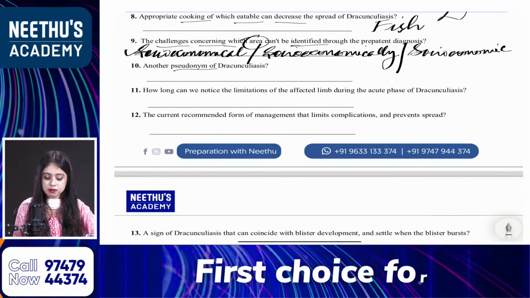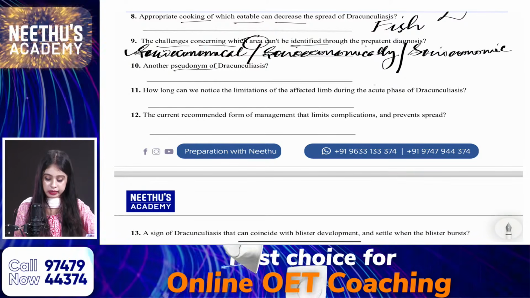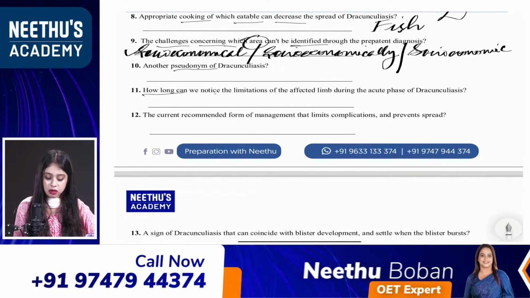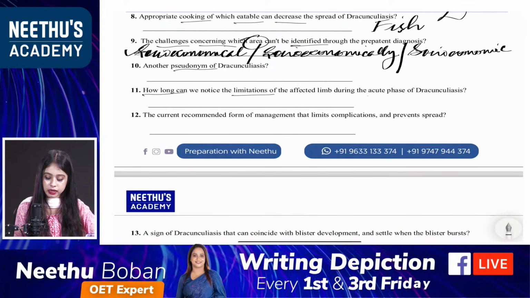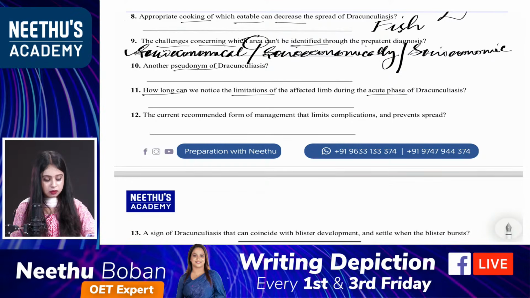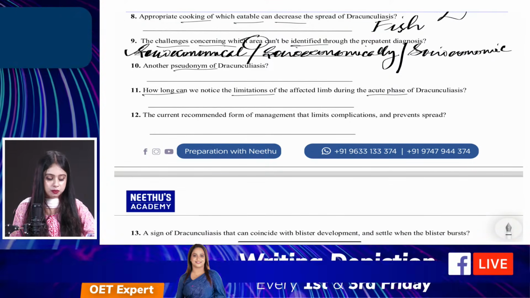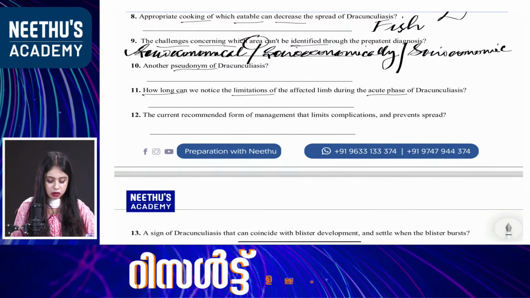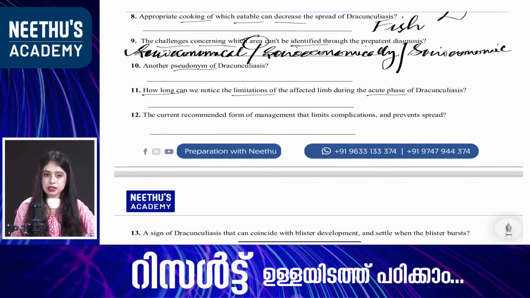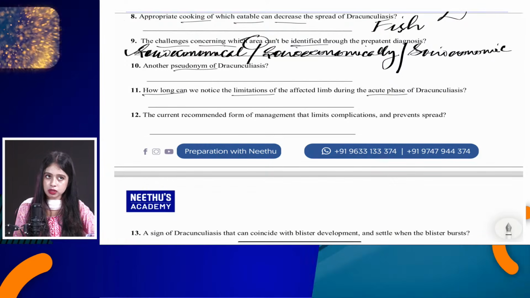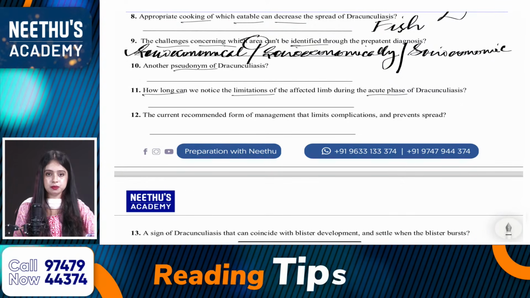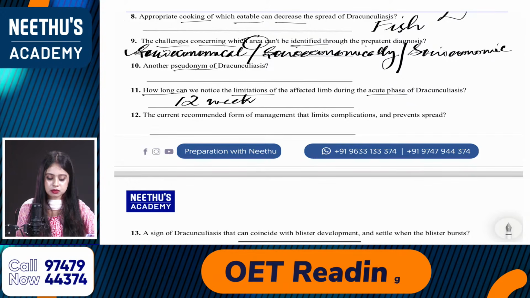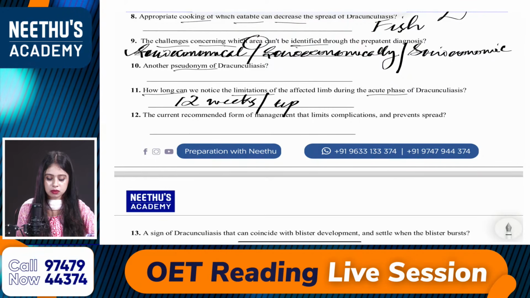11th one. How long can we notice the limitations of the affected limb during the acute phase of dracunculitis? So my keywords: how long, limitations, and acute phase. Okay, Caroline, Renu. The correct answer is Guinea worm disease. Yes, Geeta. So what is the correct answer? Is it 12 weeks? The question is how long, so they need the time, duration. So just 12 weeks or something else?